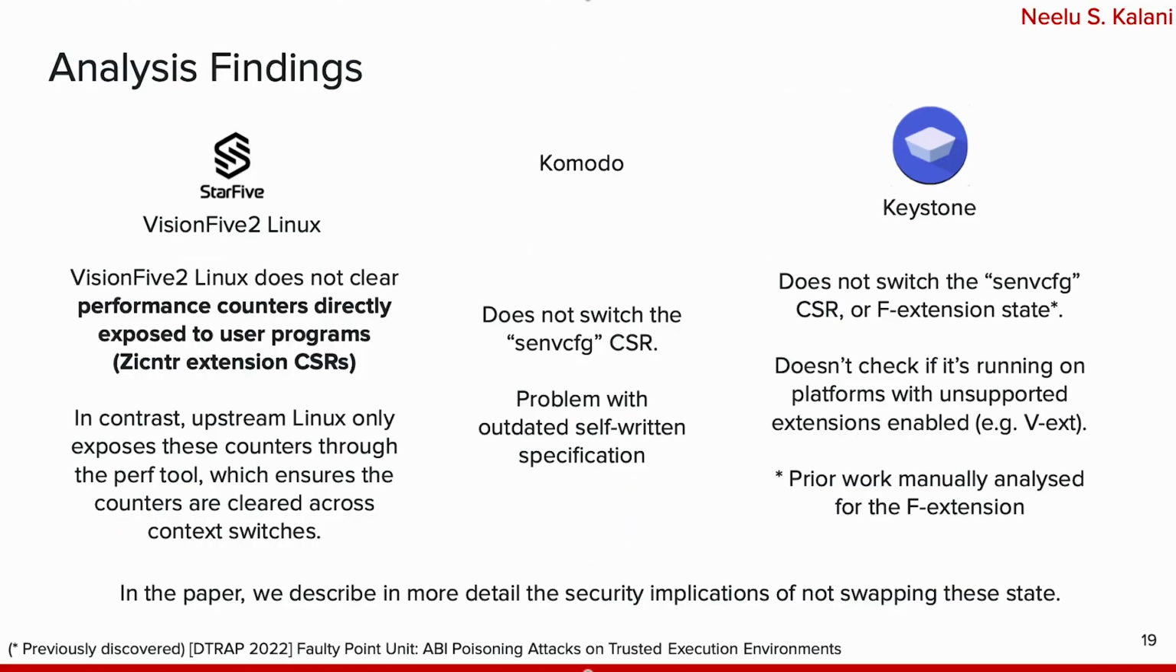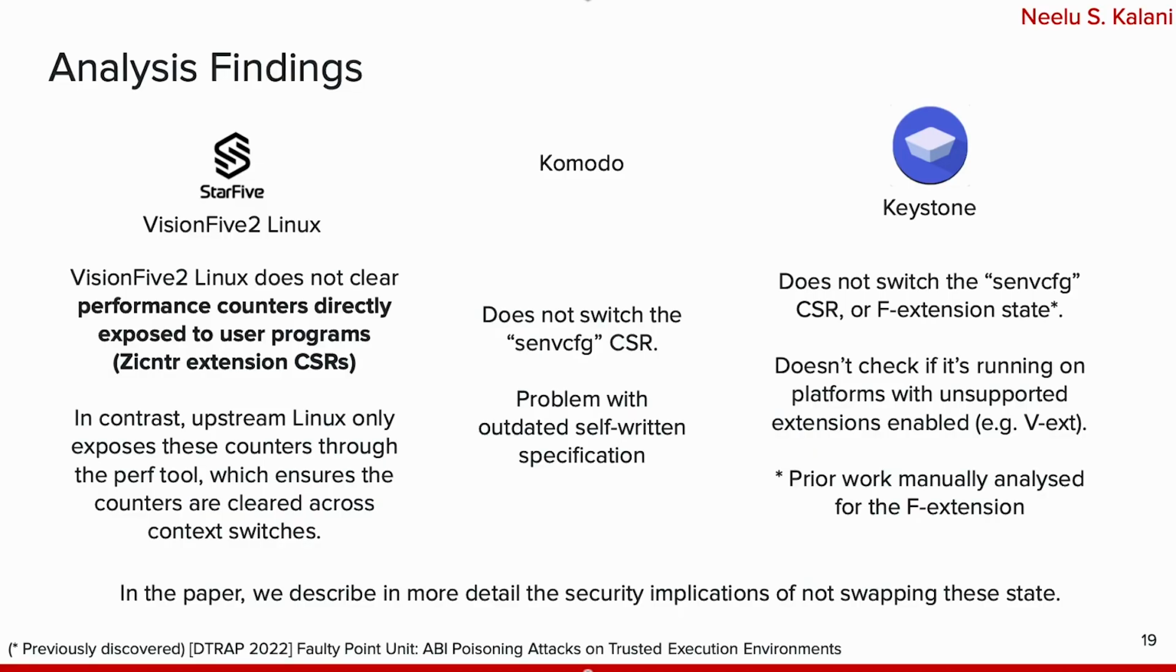Reiterating our results, on the VisionFive2 Linux, we found that performance counters are directly exposed to user programs. In contrast, upstream Linux only exposes these counters through the perf tool, which clears them appropriately. Komodo has the problem of its self-written ISA specification being outdated, and Keystone lacks proactive checks for disabling unsupported extensions.